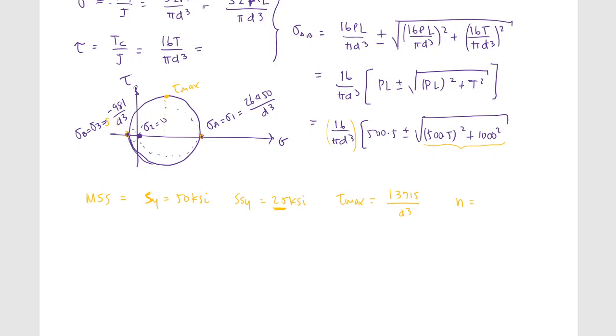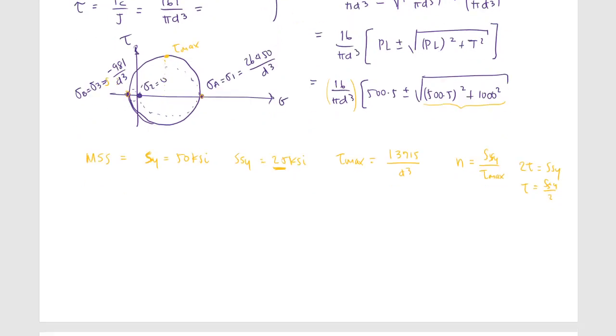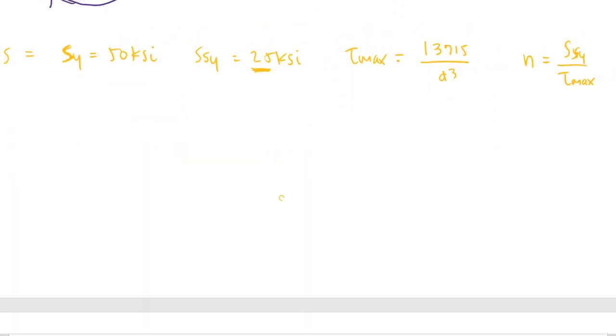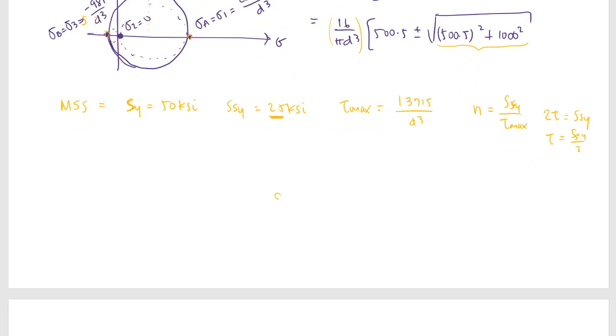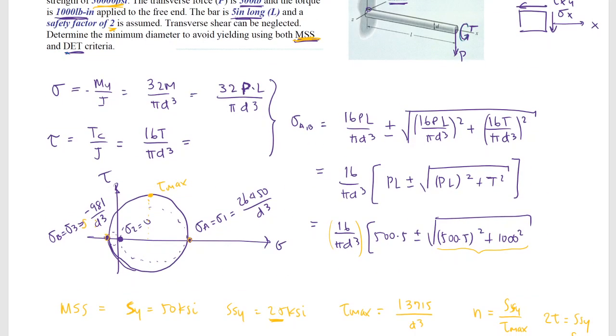Okay, if n is equal to SSY over tau max, which is my factor of safety, and that has to be equal to 2, that means that 2 tau max is equal to SSY, or that tau has to be half of SSY. So instead of 25, I need a 12.5. So I do that, and the diameter has to be greater than 1.031 inches.